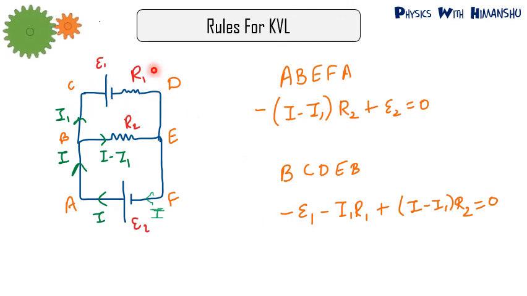From D, again we have R1. Current is in this direction, you are moving in this direction, so you have to write minus I1 R1, because current in R1 is I1. From D to E there is nothing. And from E to B, you are moving from E to B, current is from B to E, so you have to write plus (I minus I1) into R2 equal to 0. So if you solve both these equations, you will get the values of I and I1.